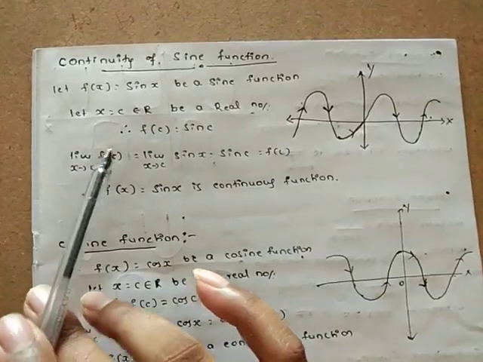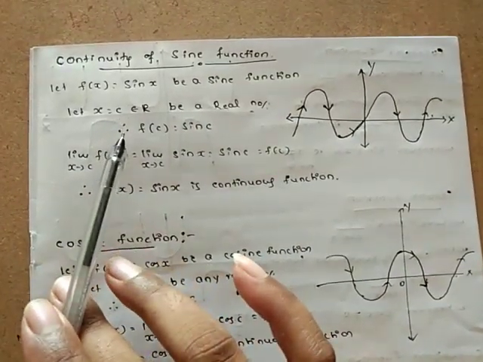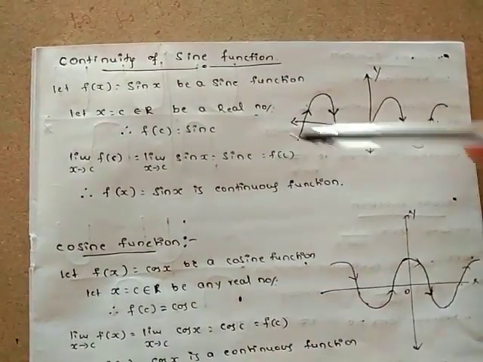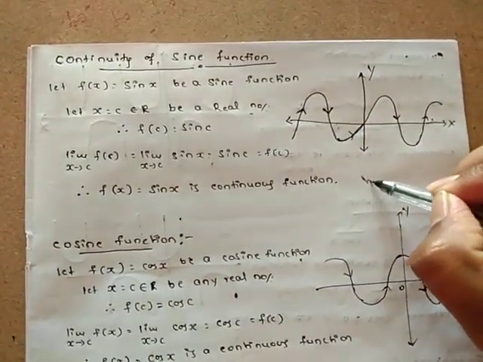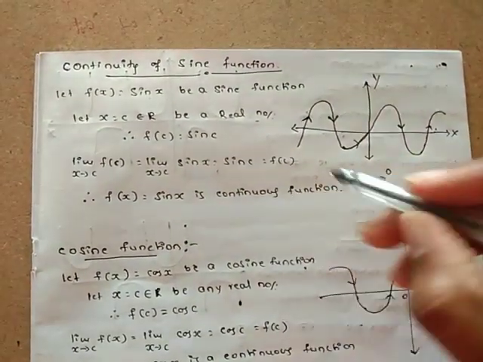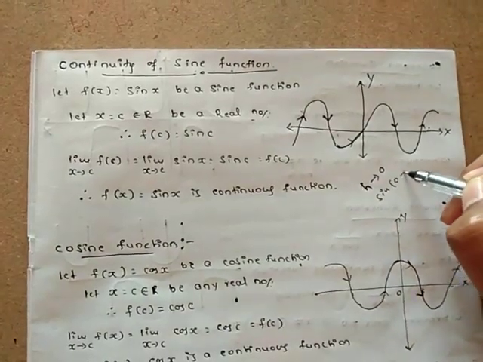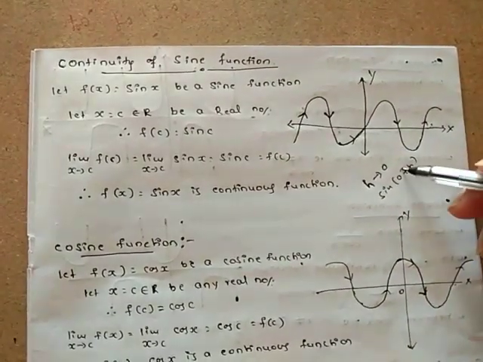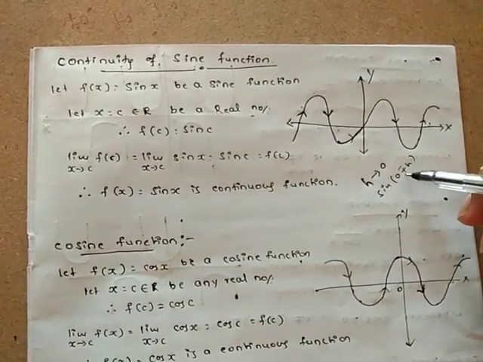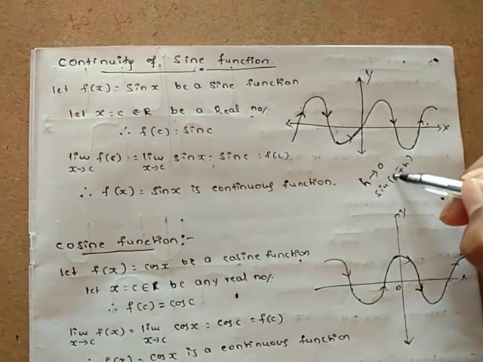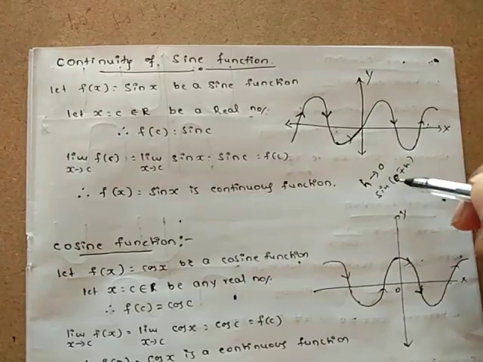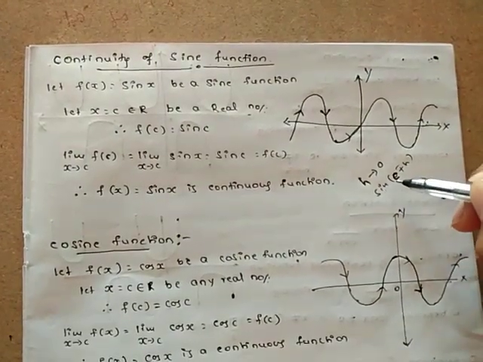Here it is not necessary to consider LHL as well as RHL separately, because if you consider any small limit h, it always tends to 0. So sin of c plus or minus h: suppose LHL is minus and RHL is plus. So c plus h, then as the limit h tends to 0, c plus 0 is going to c only. So we just need to consider sin c.